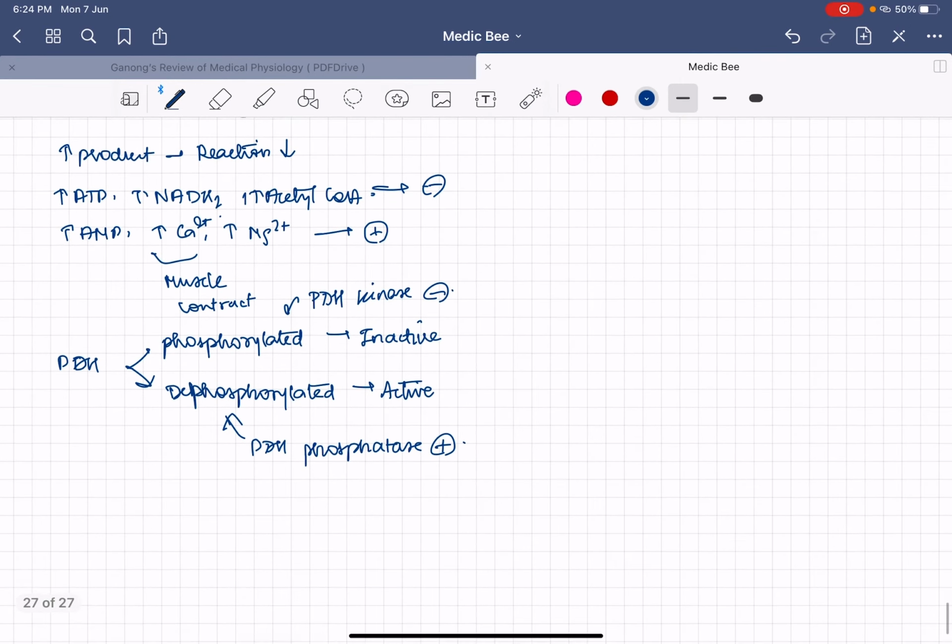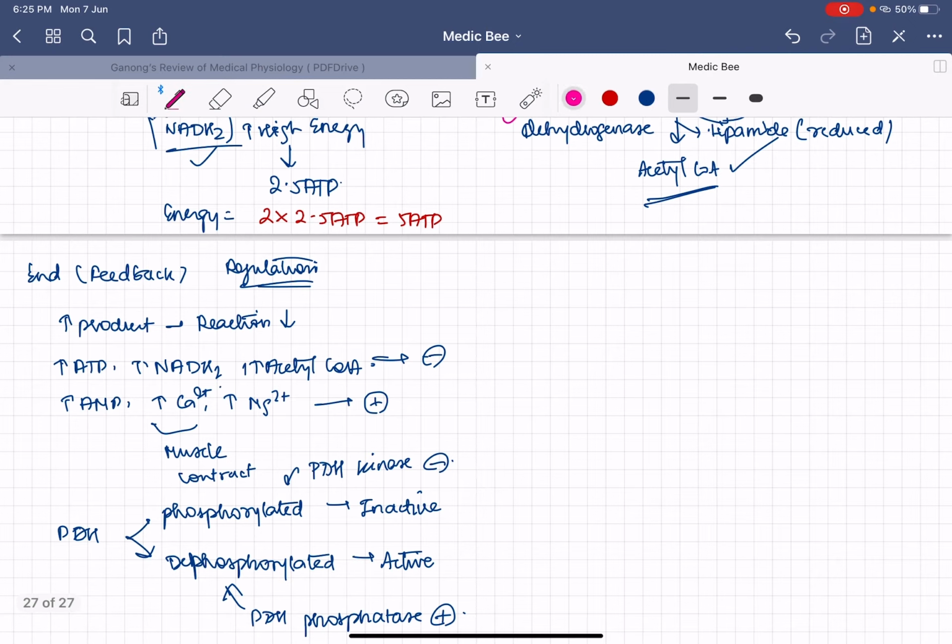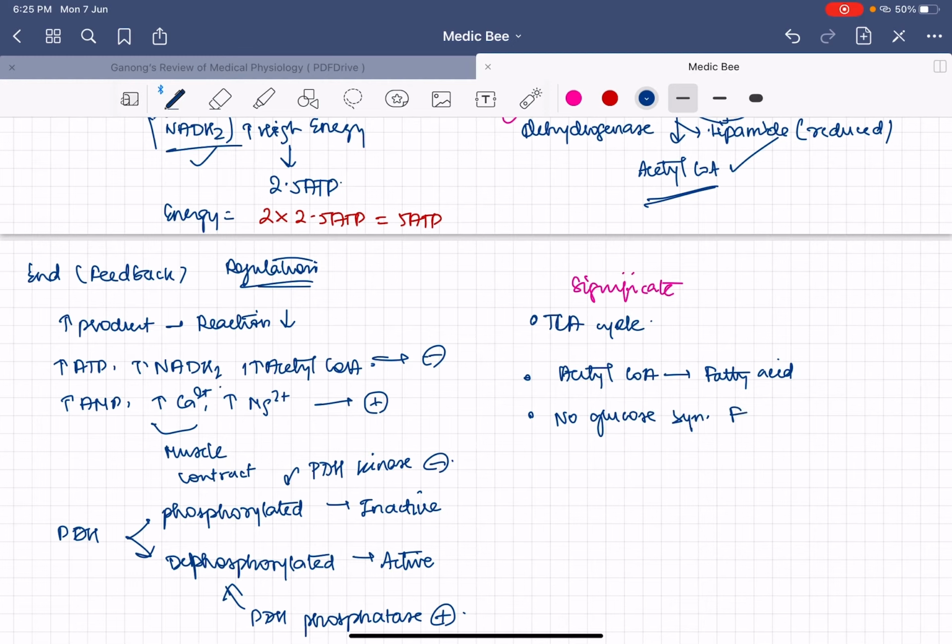And finally, what is the significance? The significance is that without the pyruvate getting converted to acetyl-CoA, there is no TCA cycle happening, because for the TCA cycle acetyl-CoA is required. Also, acetyl-CoA, apart from taking part in the TCA cycle, can also undergo fatty acid synthesis. So in this way fatty acid synthesis can happen, but you have to understand that no glucose can be synthesized from fatty acid, because the PDH process is irreversible.